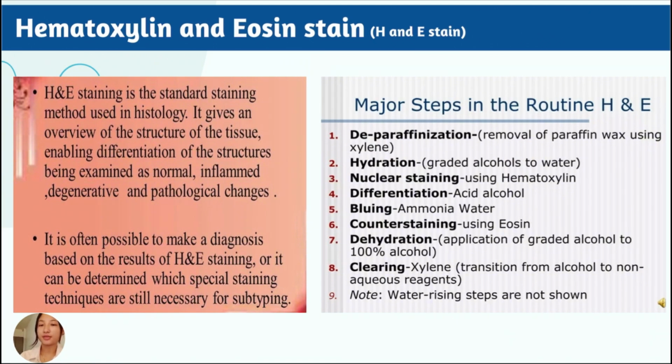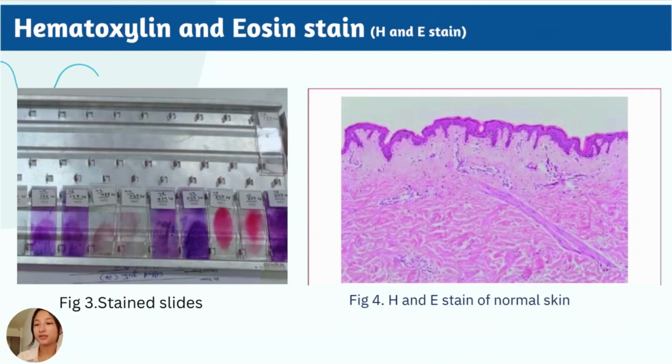The major steps in H&E staining are deparaffinization, which is the removal of paraffin wax using xylene. Hydration, where we use graded alcohols to water. Nuclear staining using hematoxylin. Differentiation with acid alcohol and bluing with ammonia water. For counterstaining, we use eosin. For dehydration, graded alcohol up to 100% alcohol was used, and for clearing, xylene was used. We got the stained slides, and under the microscope it looks like this. H&E stain of normal skin.